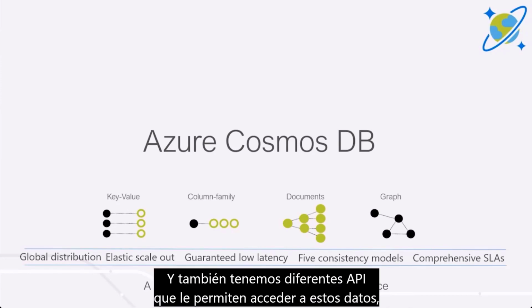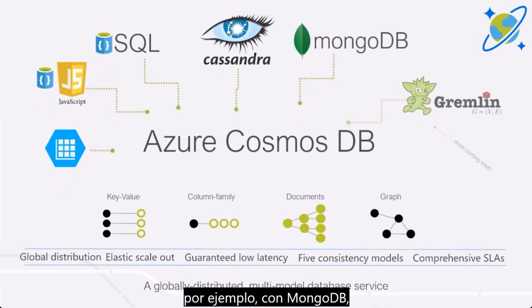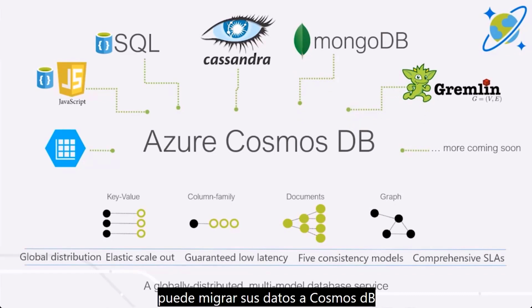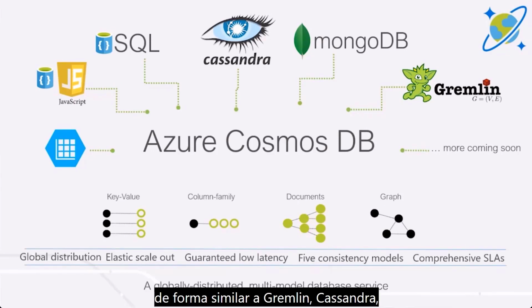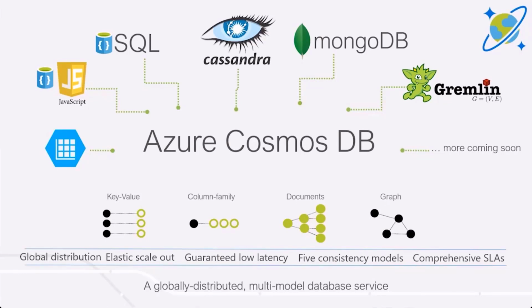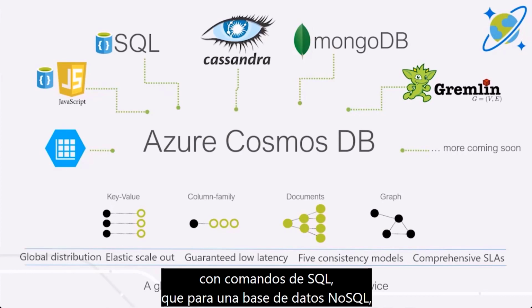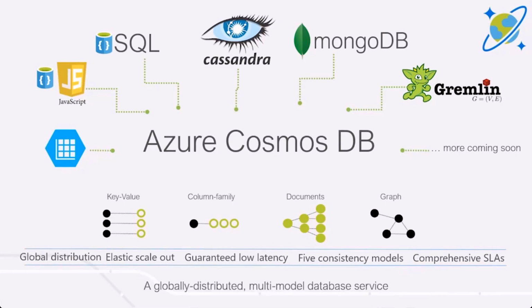And we have also different APIs allowing you to access this data, meaning that if you have an existing application, for example with MongoDB, you can migrate your data to Cosmos DB with a Mongo API, and then you barely need to change your application, you just need to change the connection string. Similarly with Gremlin, Cassandra, and you can even access the document DB data with SQL commands, which for a NoSQL database is kind of funny, but it really does work, and so that gives you really a great flexibility.